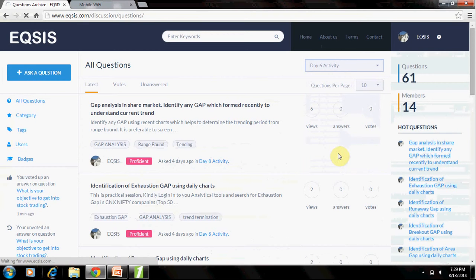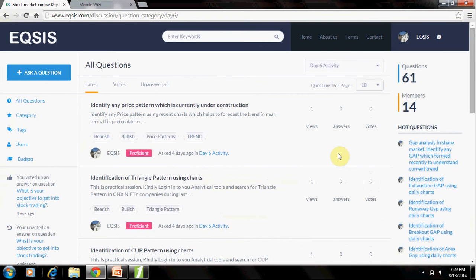The moment you come to the day 6 activity, you get to know it is dedicated only to price patterns. Look at this. Today you are going to focus only on price patterns. So you can forget about Dow theory, the candlesticks, the gap analysis, all this stuff. But make sure that you are confident on price patterns.